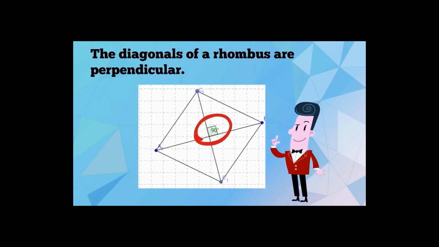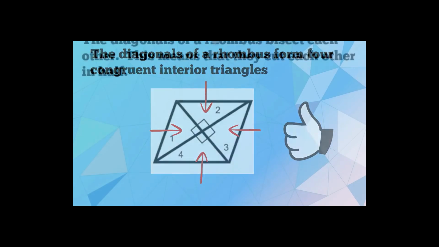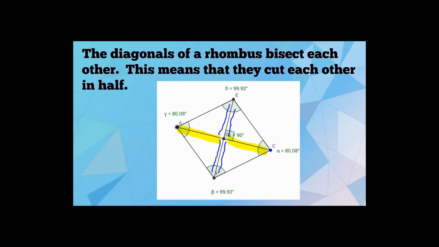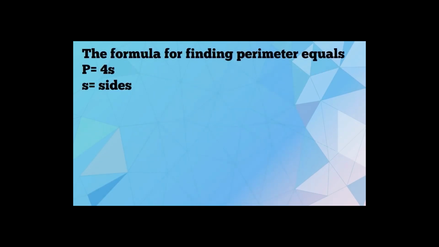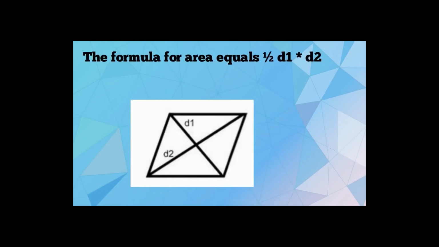The diagonals of a rhombus are perpendicular. The diagonals of a rhombus form 4 congruent interior triangles. The diagonals of a rhombus bisect each other. This means that they cut each other in half. The formula for finding the perimeter of a rhombus is P equals 4S, where S equals side. The formula for area equals 1/2 diagonal 1 times diagonal 2.